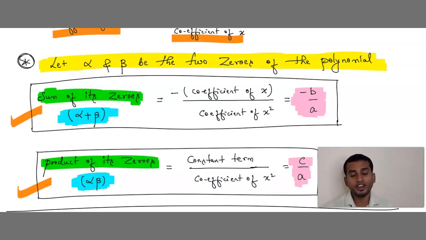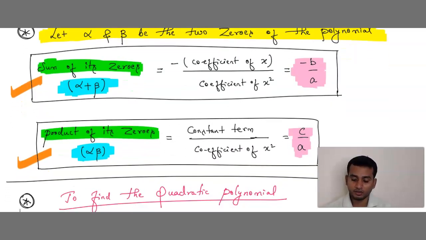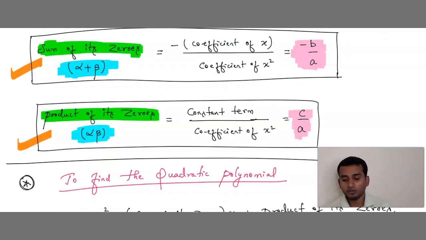So how do we find the sum of its zeros? The formula is minus of coefficient of x by coefficient of x square, which is minus b by a. The shortcut formula is minus b by a. What is b? Coefficient of x. What is a? Coefficient of x square. Understood? Similarly, the product of zeros, alpha into beta, is the constant term by the coefficient of x square, which is c by a.